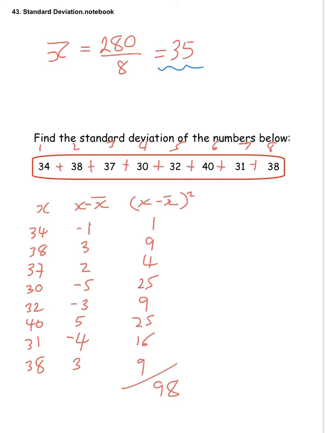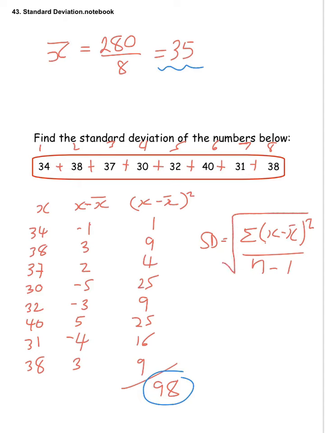If we look at our formula for standard deviation, it is the sum of x minus x hat squared. That's what we've worked out down here. 98 is the sum of all these numbers, x minus x hat squared, divided by n minus 1, and all square rooted.